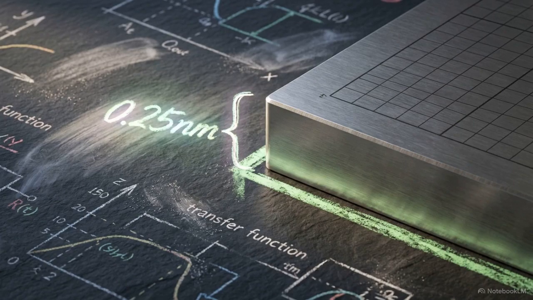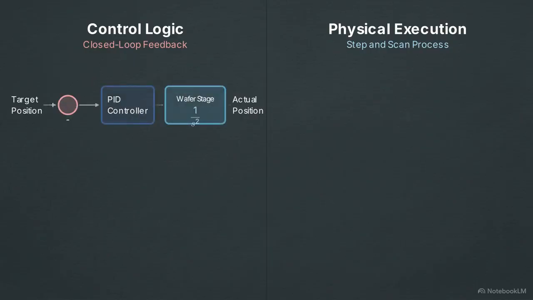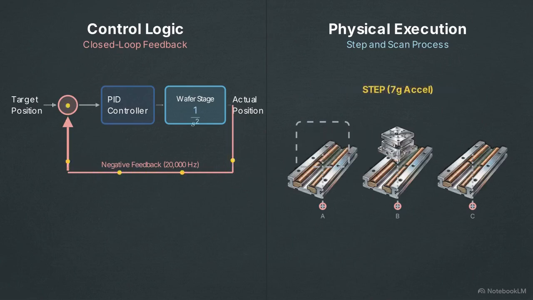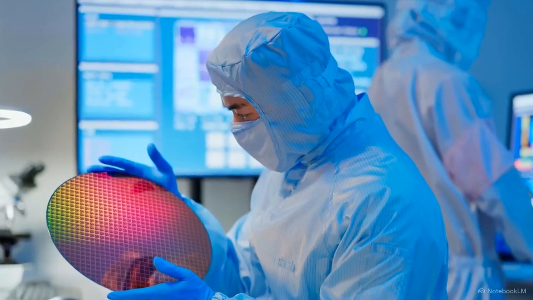Achieving a 0.25 nanometer accuracy requires us to first prevent the machine from destroying itself. Feedback control is a strict physical necessity here to maintain the mechanical integrity of the plant. We close the loop with a controller and negative feedback. This allows the wafer stage to execute the exact start and stop motion required for lithography, known as the step and scan process. The EUV machine must process 275 silicon wafers every hour.